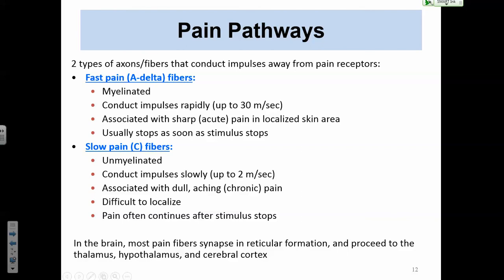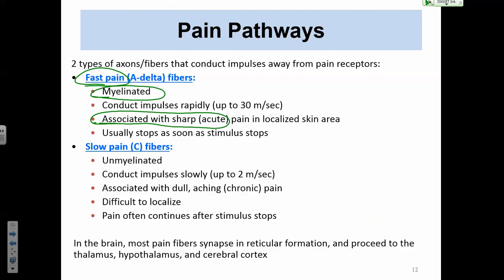And as soon as they quit being activated, or as soon as you don't have that stimulus anymore, it's going to go away. But as far as your test is concerned, I want you to know that your fast pain is myelinated, and it's acute, okay? It's that sharp pain, that acute pain, that tends to be localized wherever the impulse is coming from, where the stimulus is.